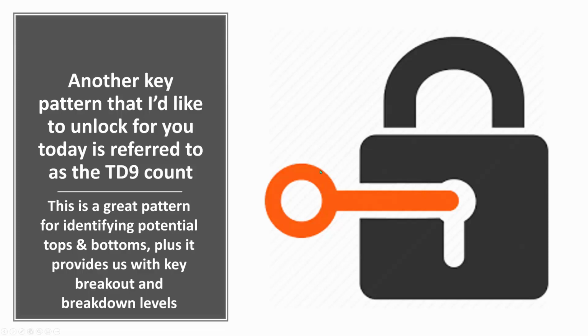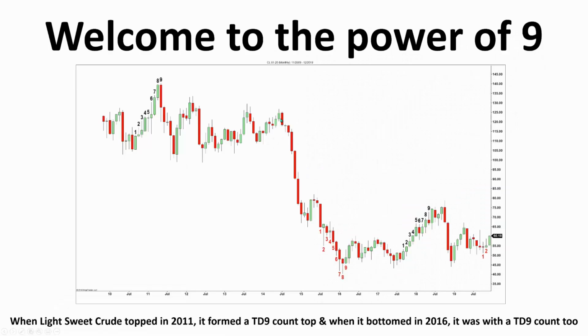Now, look, another key pattern that I'd like to unlock for you today is referred to as the TD9 count. And this is a great pattern for identifying potential tops and bottoms. Plus, it provides us with key breakout and key breakdown levels. So welcome to the power of 9. You see, when light sweet crude topped in 2011, it formed a TD9 count top. And when it bottomed in 2016, it bottomed with a TD9 count.